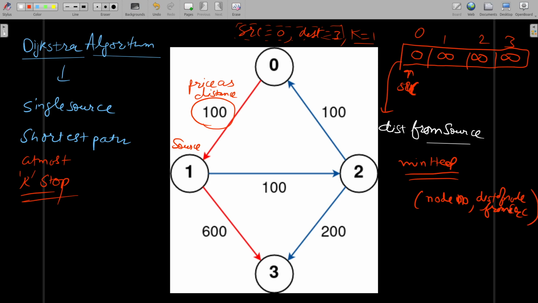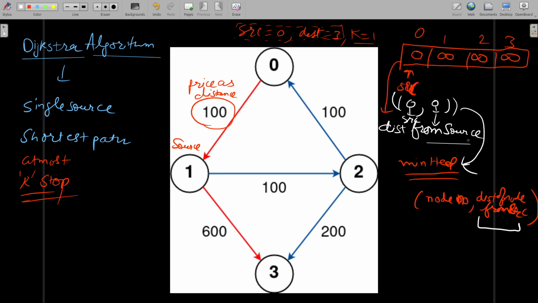Okay, distance of node from source. So these two things will be there, and your min heap will be arranged with respect to this particular value, distance of node from source. Initially you will push only the source value to your min heap, which is 0 and its distance was 0. Okay, so this pair will be pushed in your min heap.